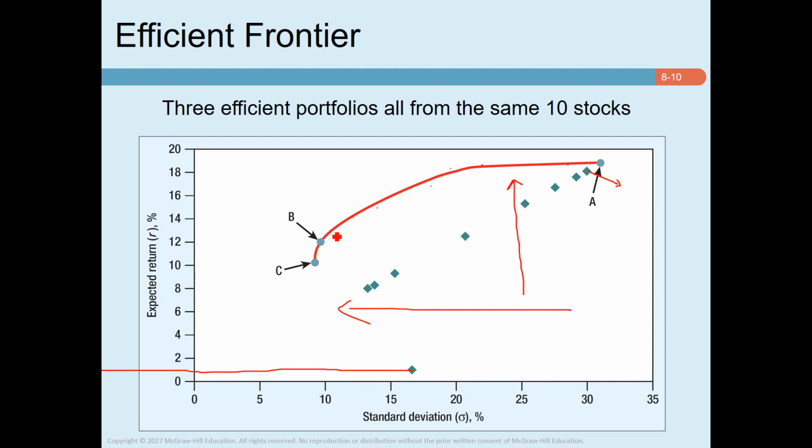Now, any point on this red line will be a different combination of these stocks in your portfolio. So each point on this line is an efficient portfolio according to Markowitz theory. Now, why are we calling each of these points an efficient portfolio? Because any point you take represents the highest expected return for a given level of risk. For example, at this point, this is the highest expected rate of return for this level of risk. Okay, so any point on this red line is an efficient portfolio.